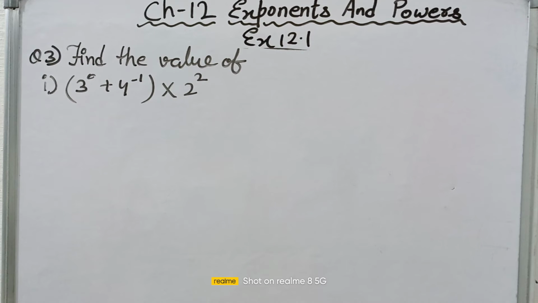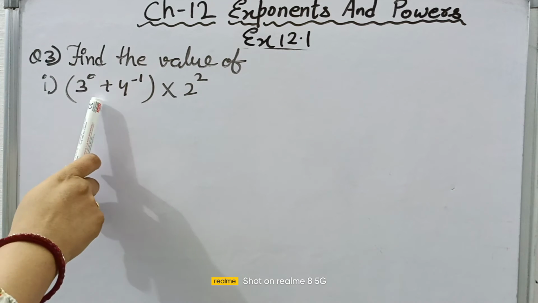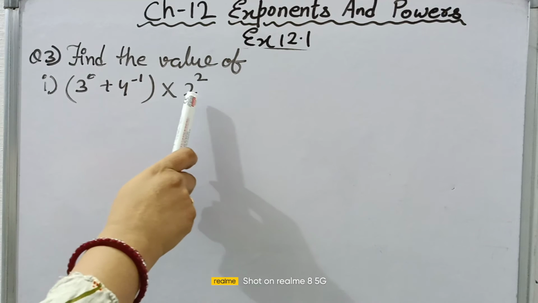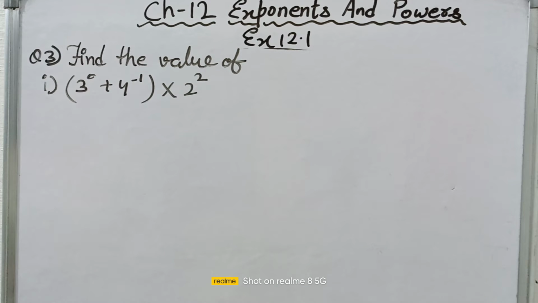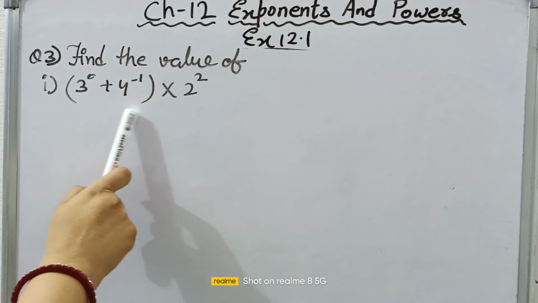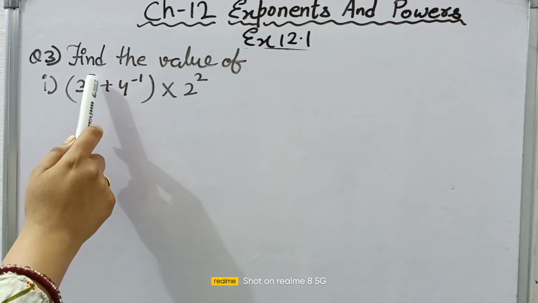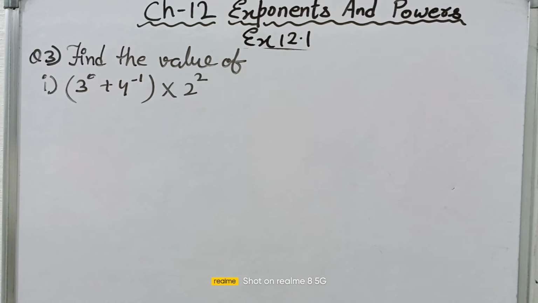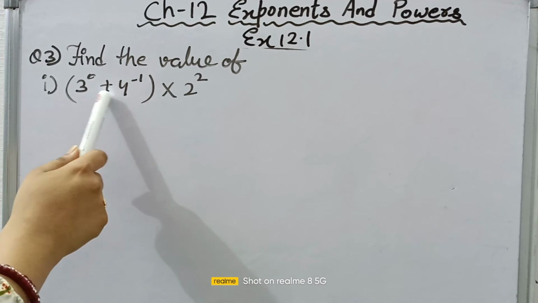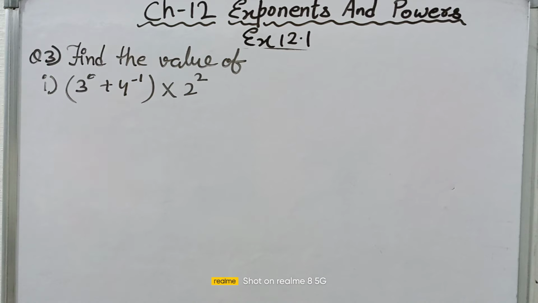Come to question number 3. Find the value of, first part is 3 raised to the power 0 plus 4 raised to the power minus 1, multiply 2 raised to the power 2. Now by seeing this expression, we know that we have to solve bracket first according to BODMAS. But within brackets, it is given 3 raised to the power 0 plus 4 raised to the power minus 1. And we know there is no law of exponent for addition operation or subtraction operation. We always have a law for multiplication or division. So that means there is no law which will be applied over there. So we have to simply solve it.